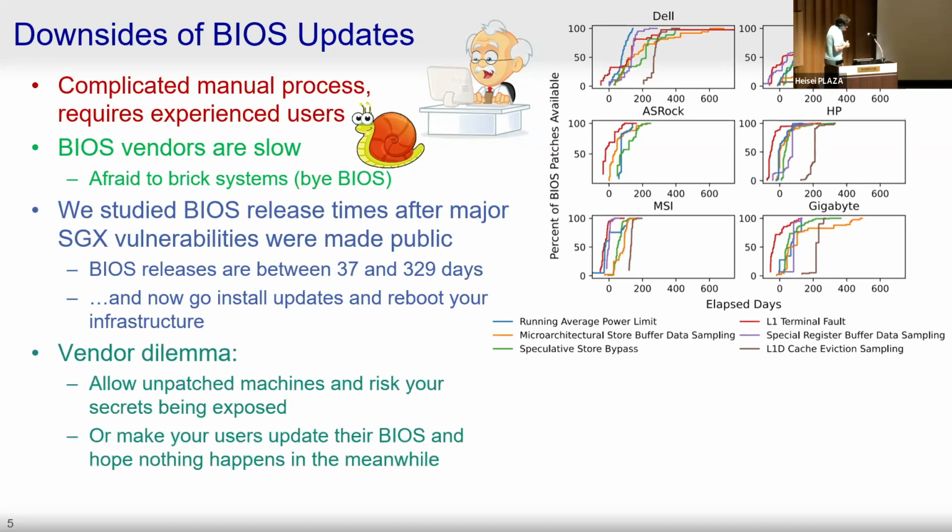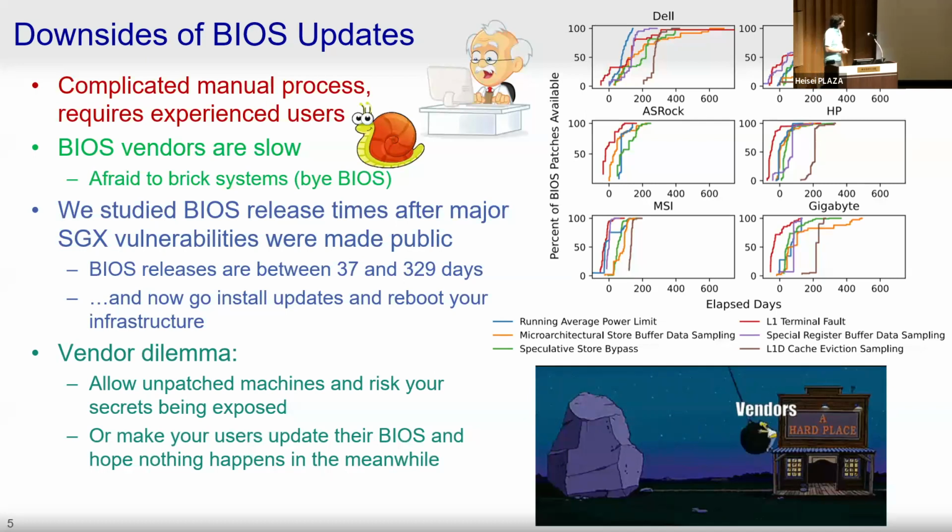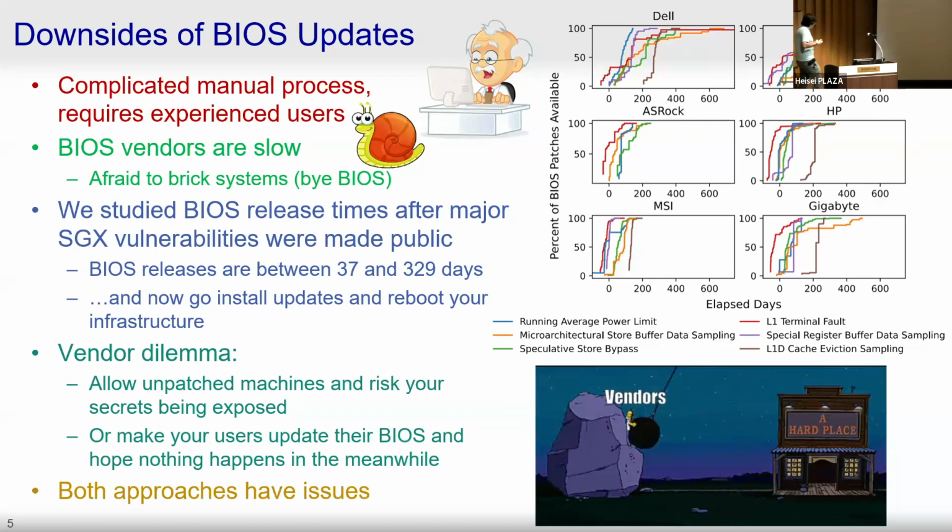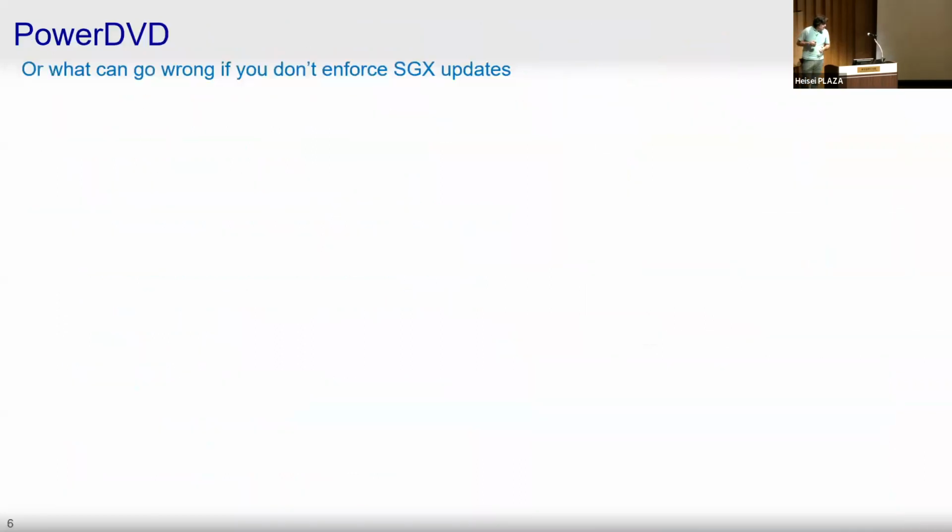Okay? And if you're a vendor hoping to use SGX to hold your secrets, you're now in this dilemma because you can either allow unpatched machines and risk your secrets being exposed, or you can try making users update their BIOS. The problem is that some users simply can't update, so you have to drop them. Others are pissed off because you have to guide them through this clunky mechanics of updating the BIOS. So then we found this awesome animation that basically outlines your problem. And what we'll see is that both approaches in this dilemma, no matter what you do, you're going to have issues. So the first case study we would like to talk about is PowerDVD.